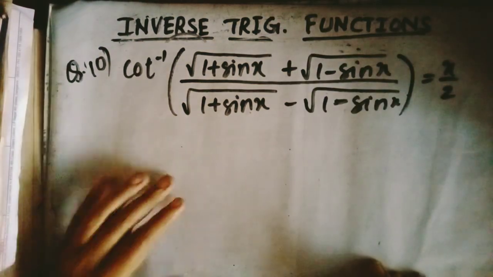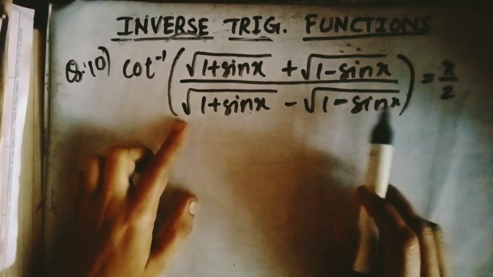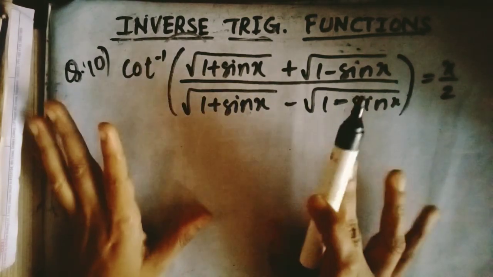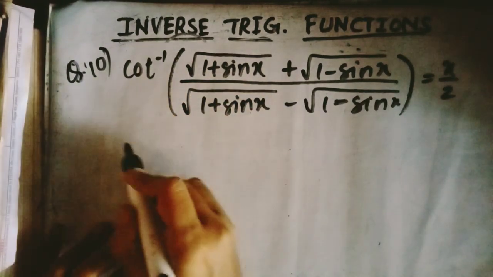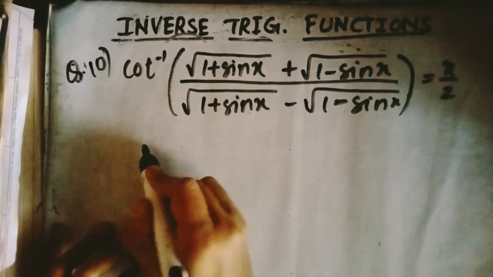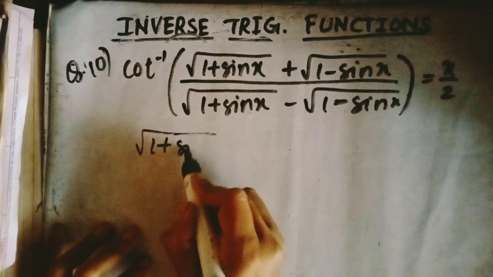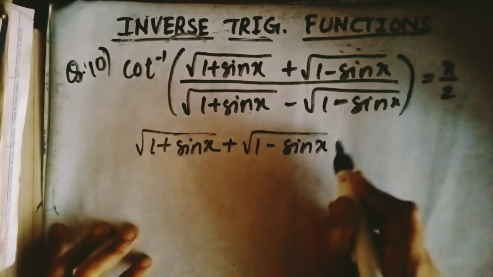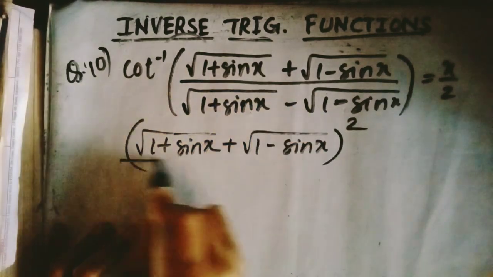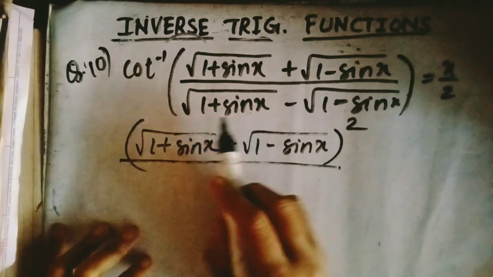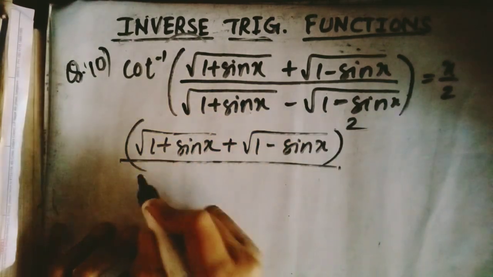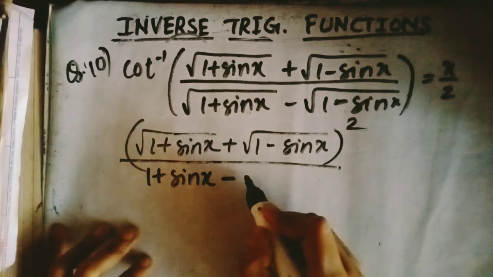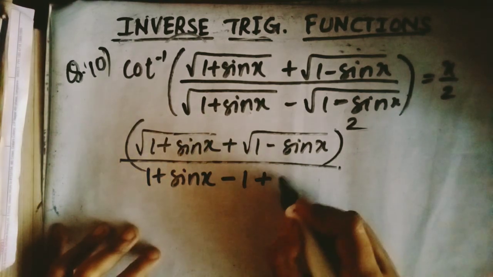So you can rationalize this term. Rationalizing means you have to multiply by the same term with a positive sign. So rationalizing, the numerator will be root of 1 plus sin x plus root of 1 minus sin x. We are multiplying with the same term, so it will be squared, and in the denominator it will be this square minus this square, so 1 plus sin x minus 1 plus sin x.